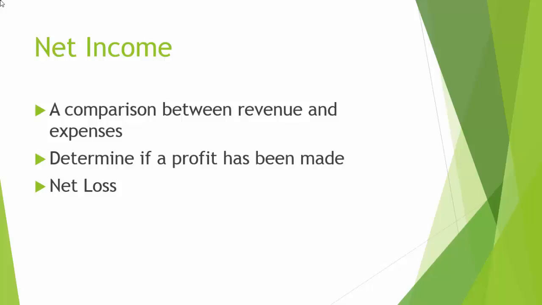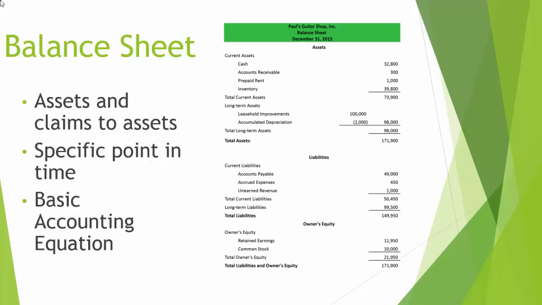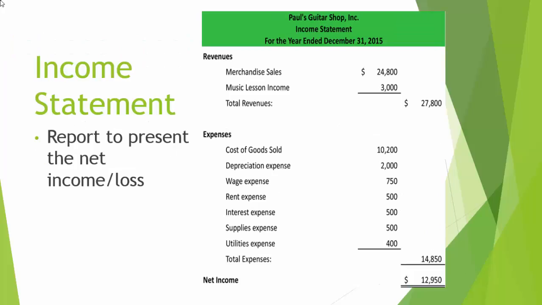With the use of the recorded assets, liabilities, and stockholders' equity, a balance sheet can be completed. A balance sheet is a financial statement that reports the assets and claims to those assets at a specific point in time. On the other hand, with the use of the revenues and expenses, an income statement can be completed.